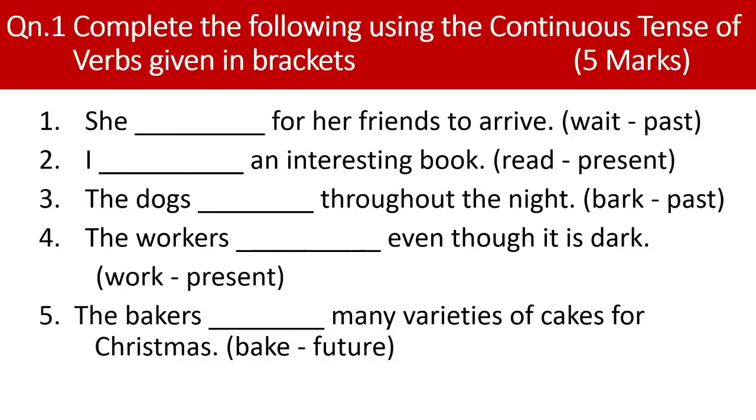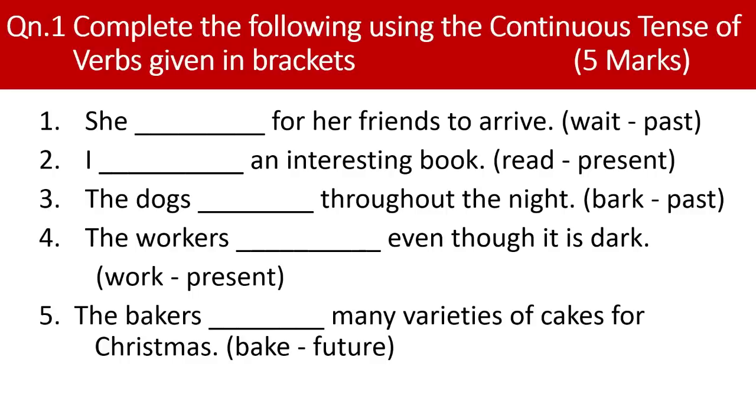Question number 1, which has 5 marks, says, complete the following. Following are 5 sentences using the continuous tense of verbs given in brackets. At the end of each sentence, there is a verb which is given. There is also a word saying whether it should be present continuous, past continuous, or future continuous. All this is given in the brackets. If you follow these instructions, I'm sure you will get all of them correct.